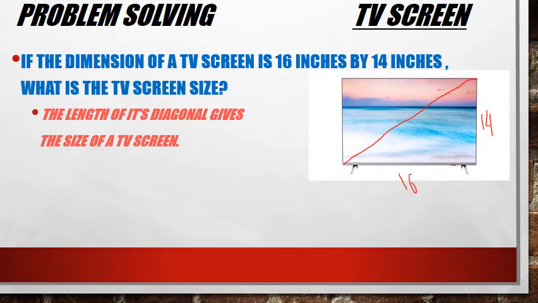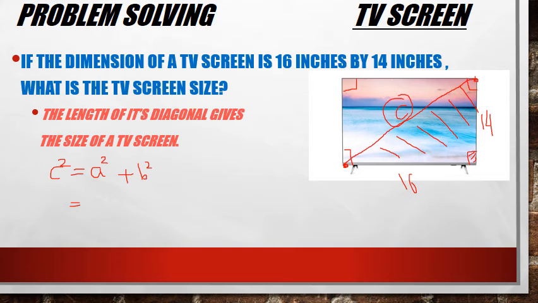If I know the length of the diagonal, automatically we can know the size of a TV screen. If I want to use the Pythagorean theorem for a right triangle, how do I know this is a right triangle? The shape of the TV screen is a rectangle. We know before that a rectangle has 4 right angles. So when I connect from this point to this point, this triangle has 1 right angle here. So this is a right triangle, so I can easily use the Pythagorean theorem to find C, the hypotenuse. So write here C squared equals A squared plus B squared.